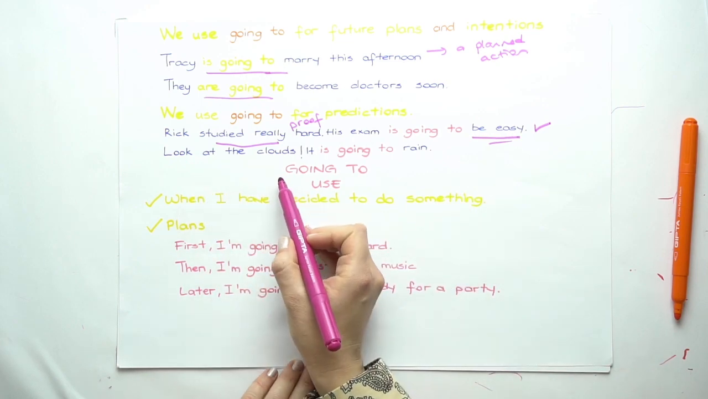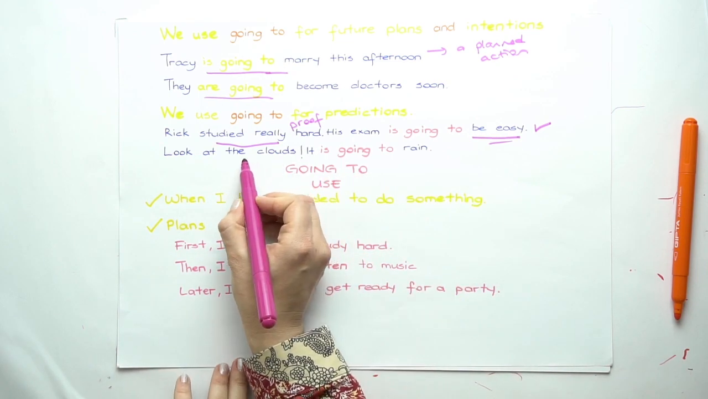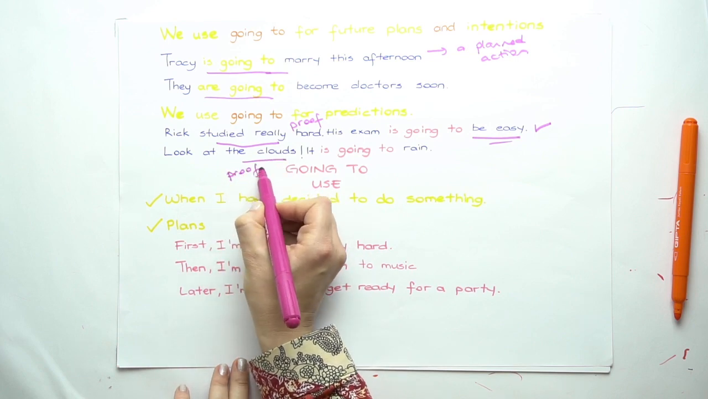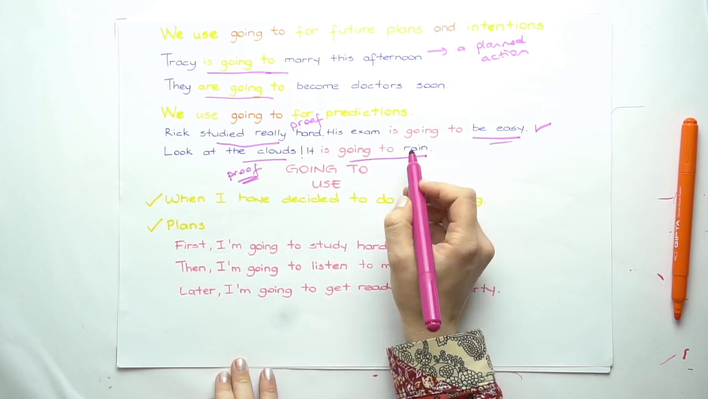Look at the clouds. It's going to rain. Here, we see clouds. That's another proof. So I know that it's going to rain.